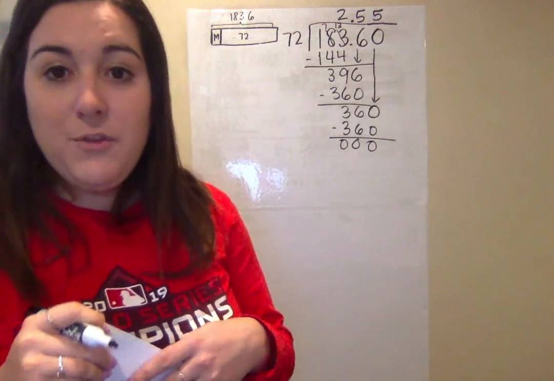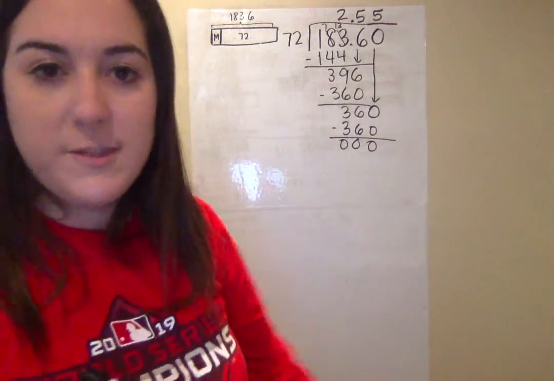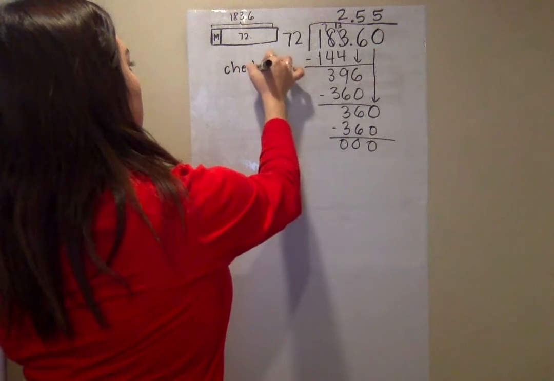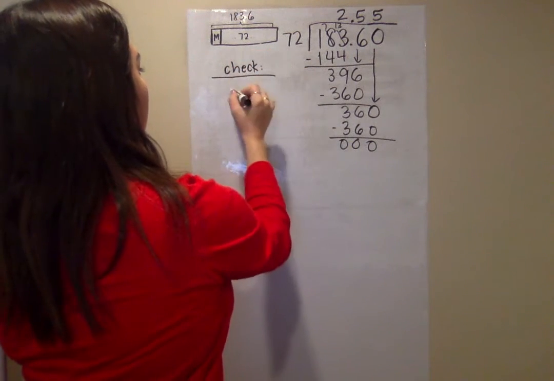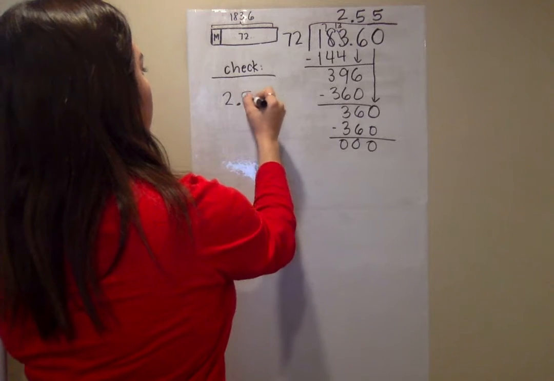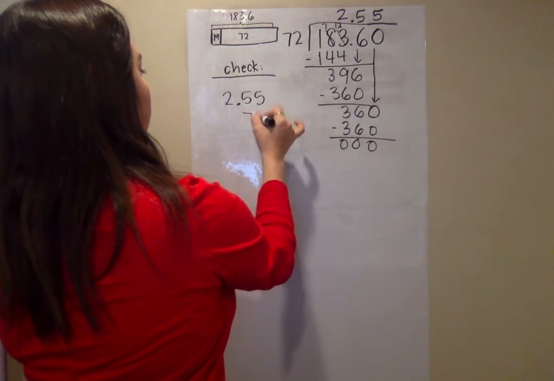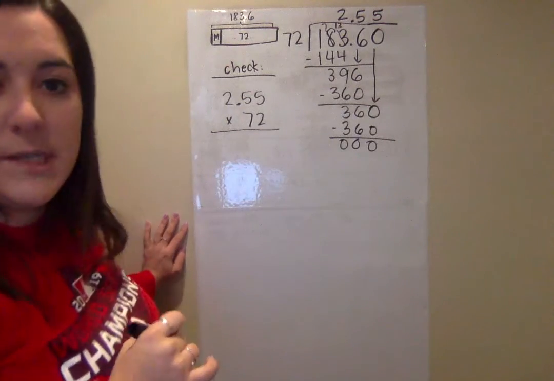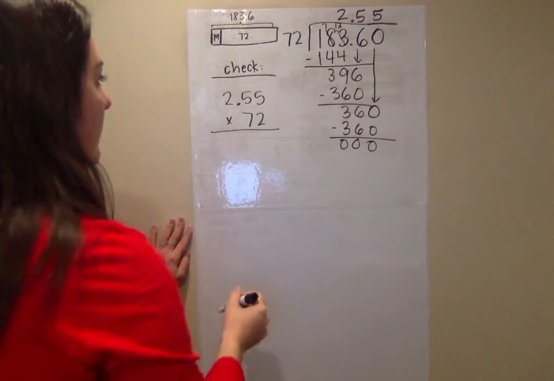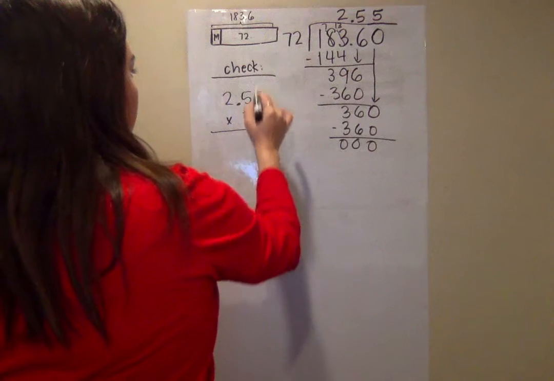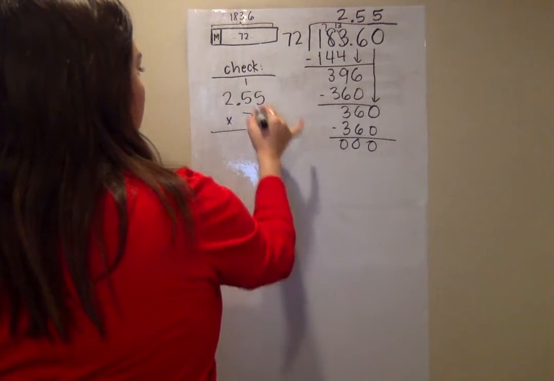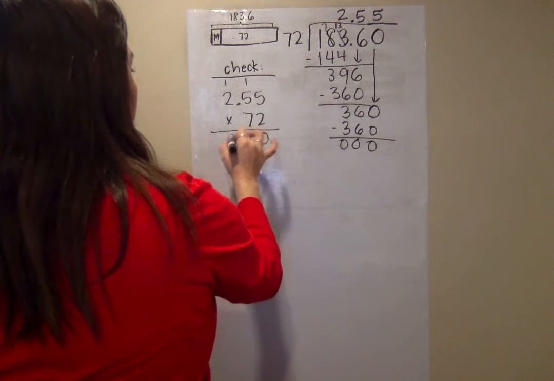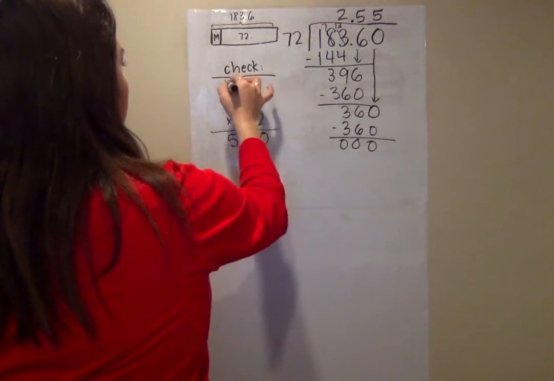All right. If you want to check your work, we can do that by multiplying the quotient and the divisor. So you could come over here and say 2 and 55/100ths times 72. And again, we're lining up those numbers, not the decimal. All right. 2 times 5 is 10. 2 times 5 is 10 plus 1 is 11. 2 times 2 is 4 plus 1 is 5. All right. Done with these.